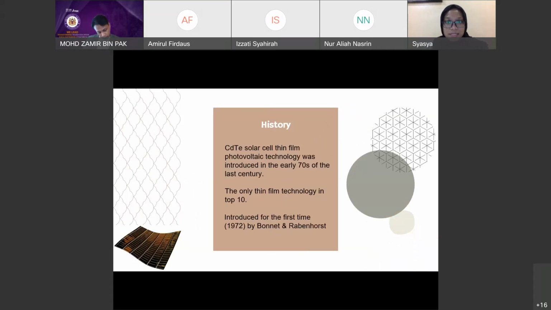About cadmium telluride solar cells. Cadmium telluride thin film photovoltaic technology was introduced in the early 70s of the last century. It is now the only thin film technology among the top 10 producers in the world. Cadmium telluride solar cells were introduced for the first time in 1972 by Bonnet and Rebbenhof.